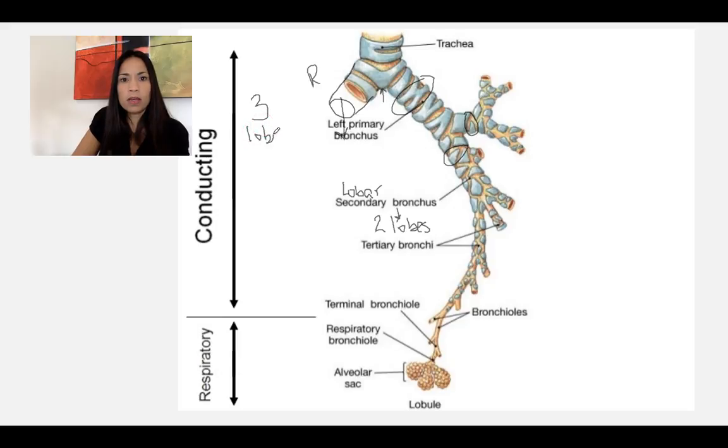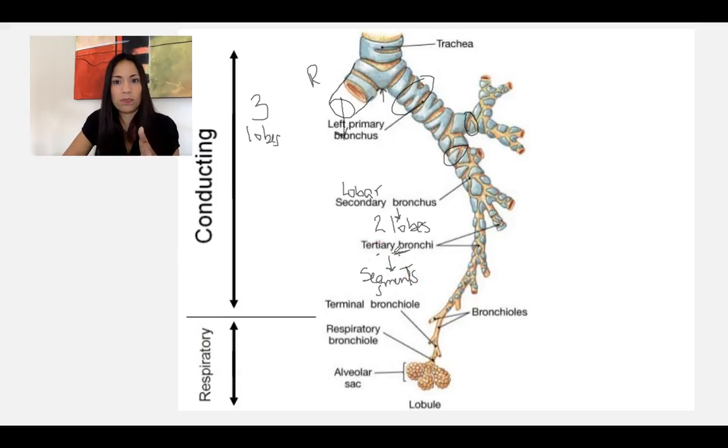So on the right side, the right primary bronchus divides into three lobar or secondary bronchi. Now, these secondary bronchi branch again into several tertiary bronchi. Okay, tertiary bronchi supply the segments of the lungs. So they're also called segmental, tertiary or segmental bronchi.